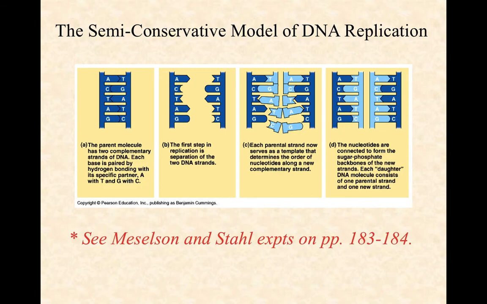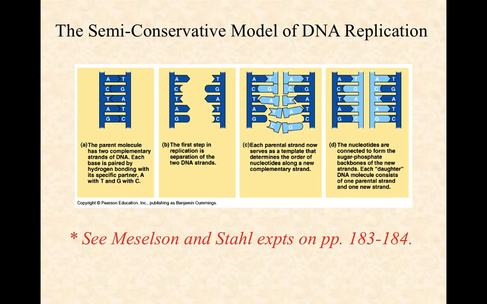Conservative means something was saved. In this case, semi means half. Half the original molecule was saved in the new daughter molecules. So you have half dark blue, half light blue in the diagram here. This is what's called the semi-conservative model or idea of DNA replication. And again, the important thing is that we have to separate those strands so that they can each act as a template, providing the instructions for all the enzymatic machinery for what nucleotide to put where, simply based on the base pairing rules and that hydrogen bonding.